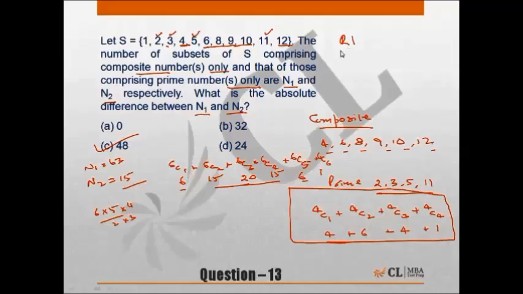Okay. This was a round one question for me because of simple questions of set theory. I'm sure many of you have made one mistake in this. Many of you may have inadvertently taken one more prime number, 7. Look at this: 1, 2, 3, 4, 5, 6. Most of us would have assumed that 7 is also here.